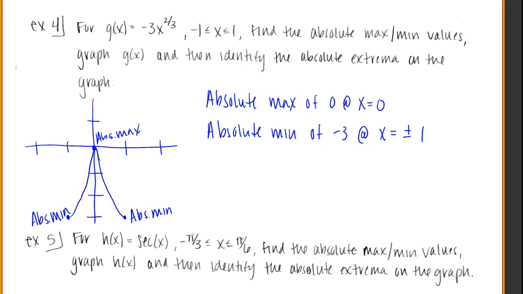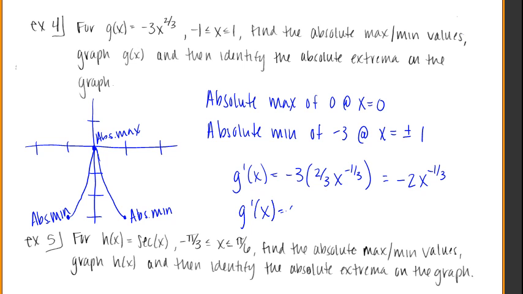Another way you can see if there would be a potential extremum is to look at the derivative. If I take the derivative of my function, it would be -3 times 2/3 x to the -1/3. Cleaning this up, it would be -2x to the -1/3. Remember, we have potential extrema when your derivative equals 0. If I set -2x to the -1/3 equal to 0, the only way it could equal 0 is when x equals 0. And at x equals 0, we found one of our extrema. In this case, it happened to be an absolute max.